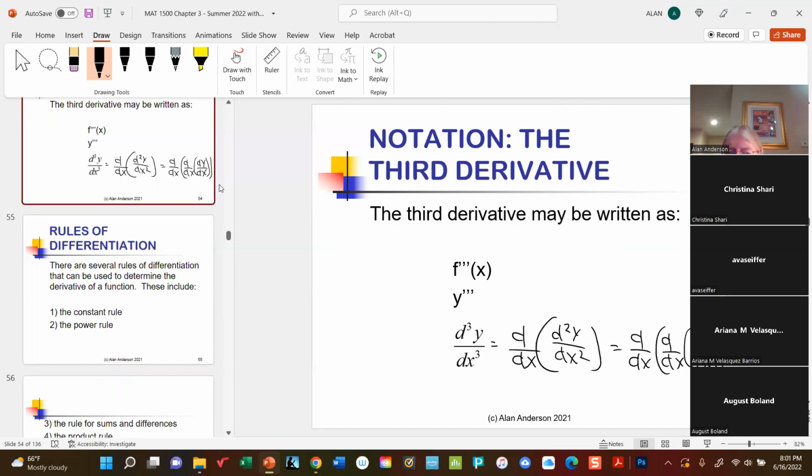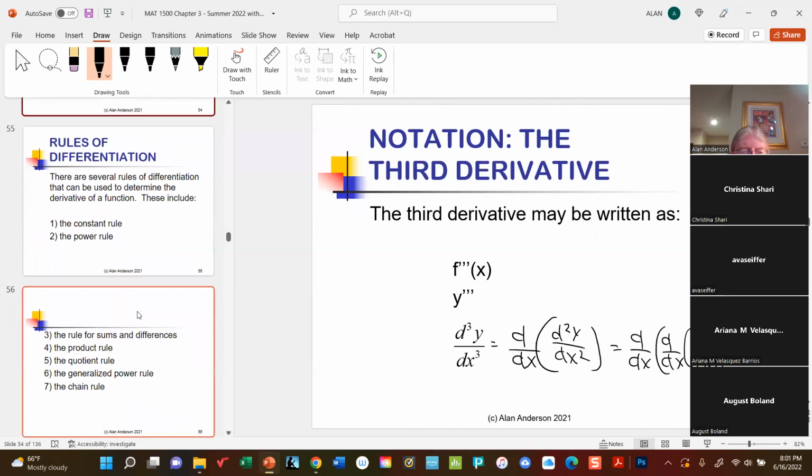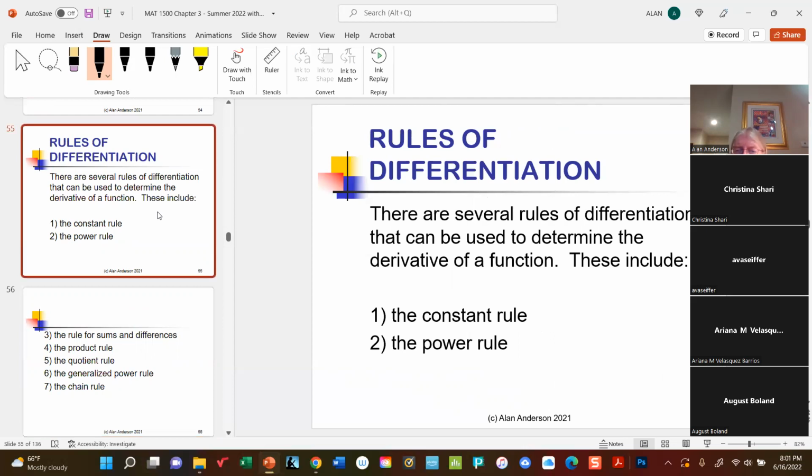But let's just see, how many are there? We've got 7 of them that we'll go through, although one of them we're going to save for last because it is kind of complicated. The first 2 couldn't be any simpler. The so-called constant rule, where we're trying to see what happens when we take the derivative of a constant. The power rule just refers to a simple case where we have x raised to some constant power. Those are the 2 basic rules.